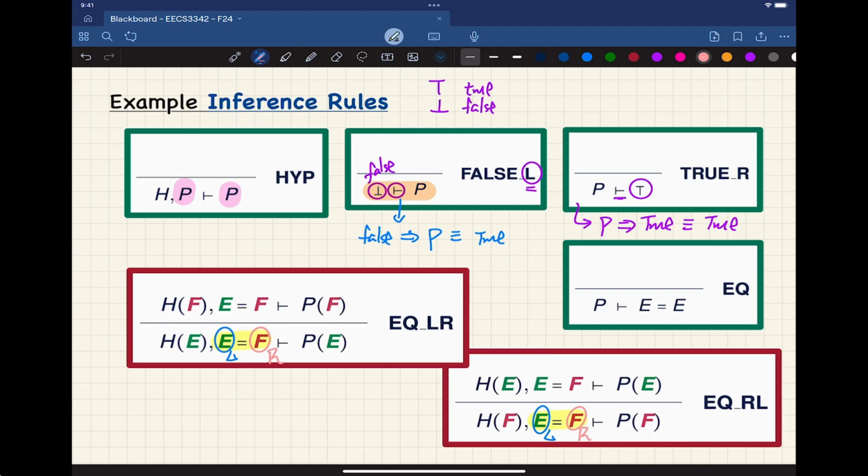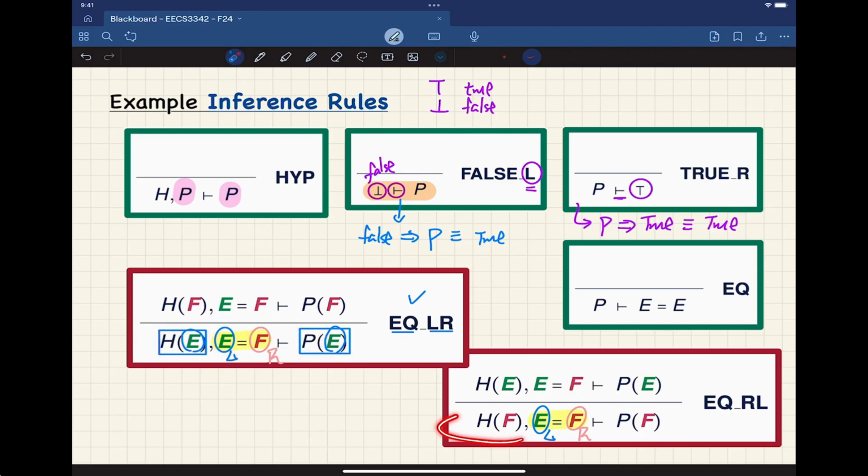Let's talk about this one first, EQLR. I have equality, and I want to go from left to right. What does it really mean? It means the following. If I have some hypothesis, and also some goal over here, both of them are defined in terms of the left. You can see here, I have some hypothesis and some property goal, and both of them are defined in terms of the left.